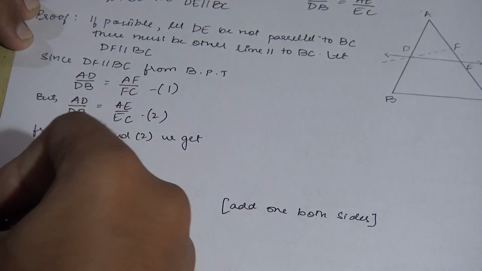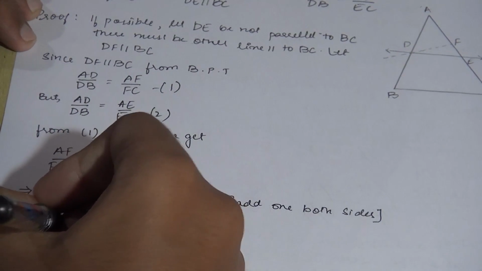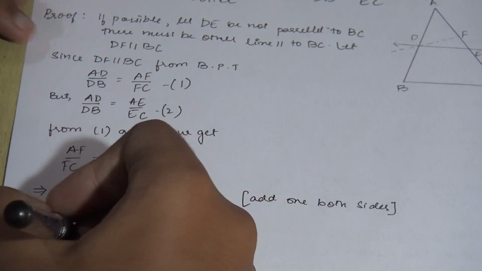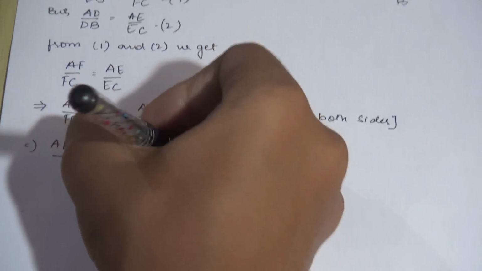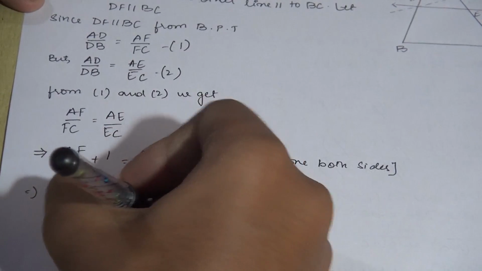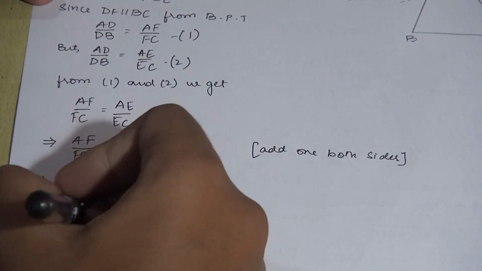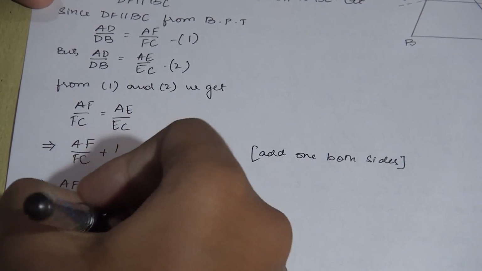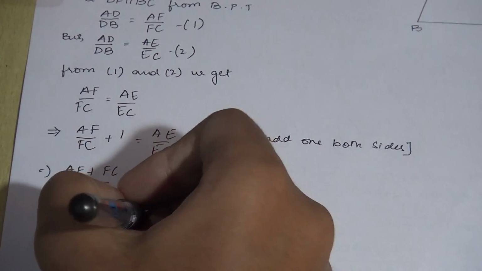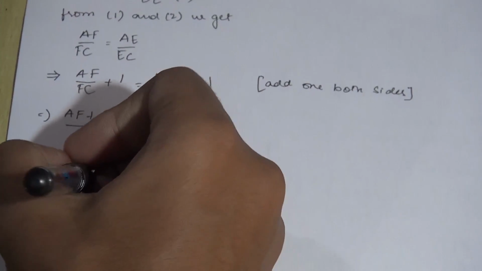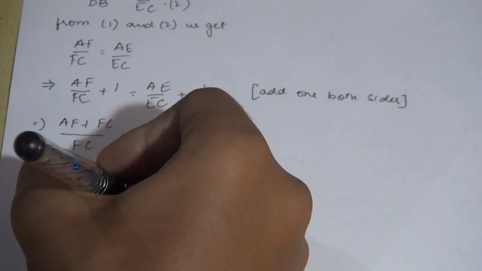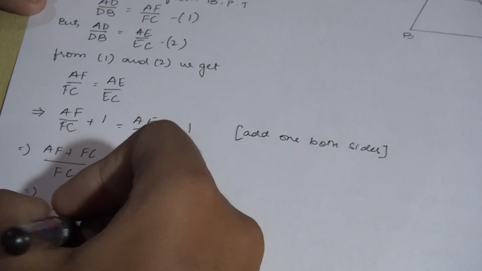So now by taking LCM we get AF plus FC by FC is equal to AE plus EC by EC. That is AC by FC is equal to AC by EC. Hence FC is equal to EC. This is only possible when F and E coincide.